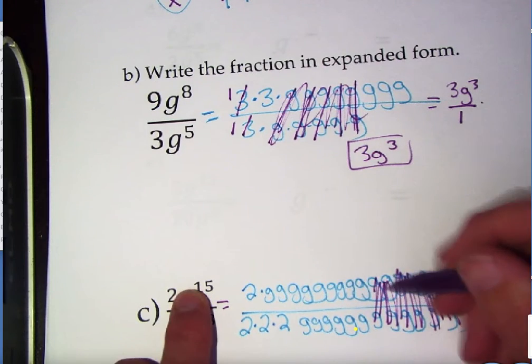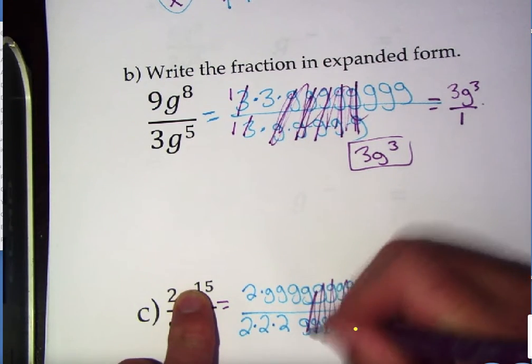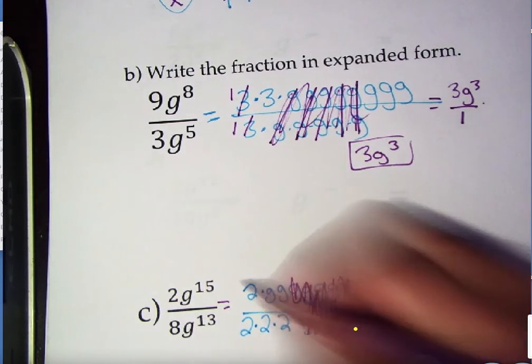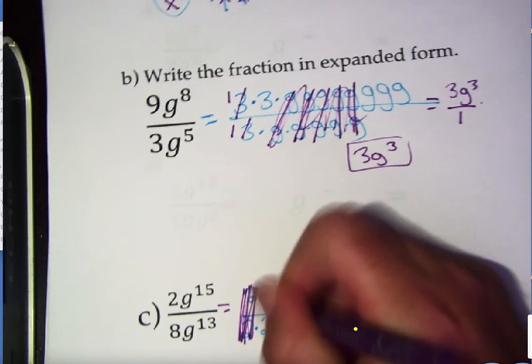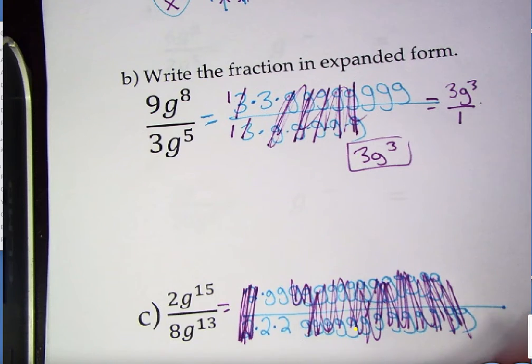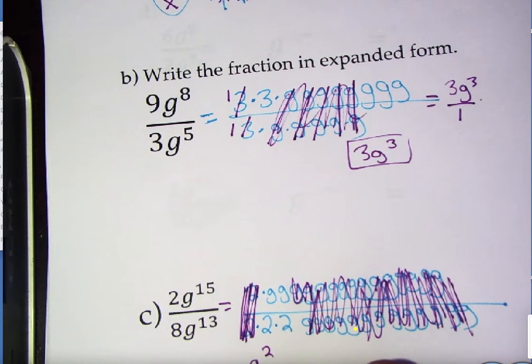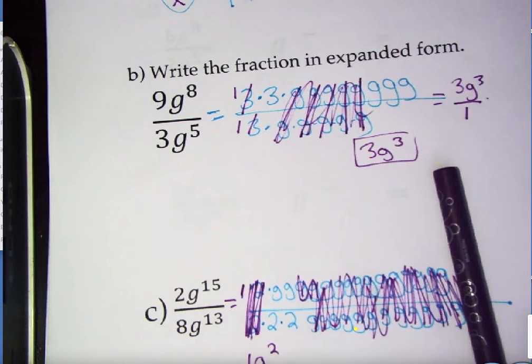Well, 13 here, 15 here, that would just leave 2 g's on top, right? Everything else becomes 1. And then we get here, so this would be g squared over, it's really a 1. So 1g squared over 2 times 2 is 4.